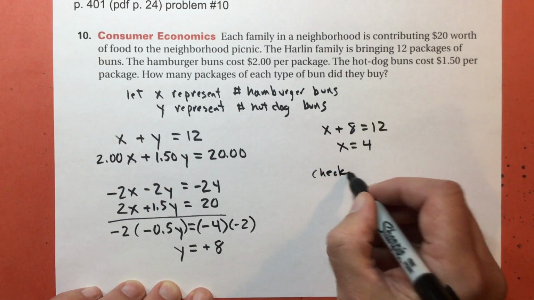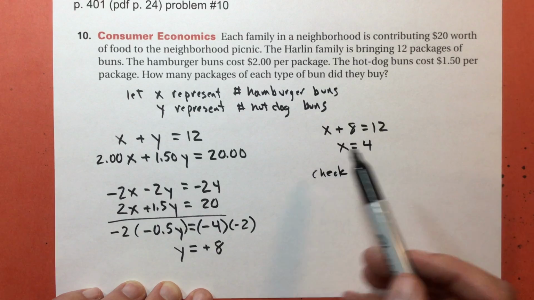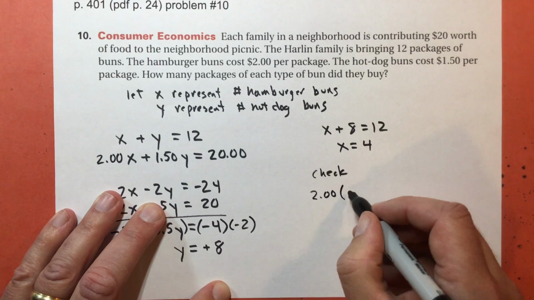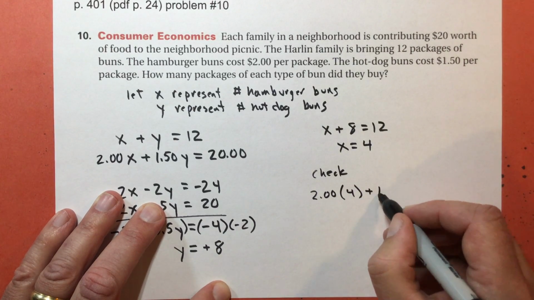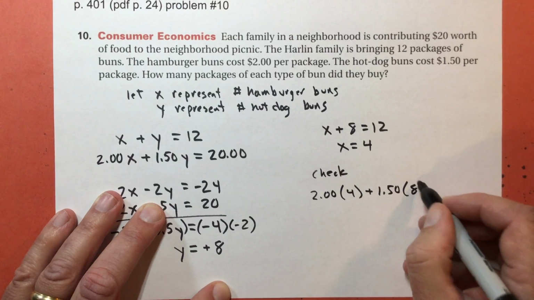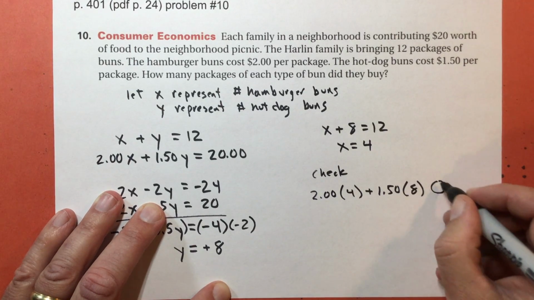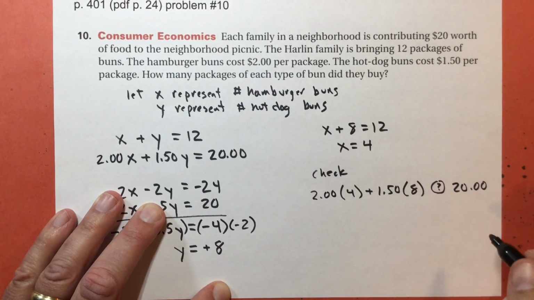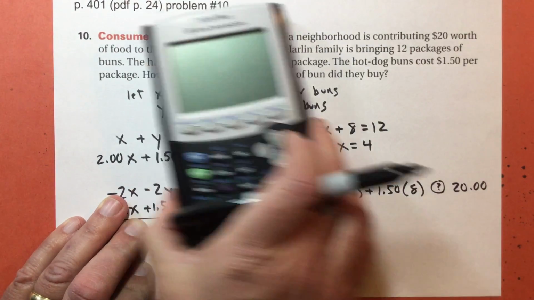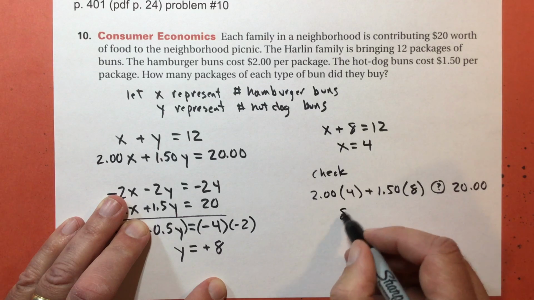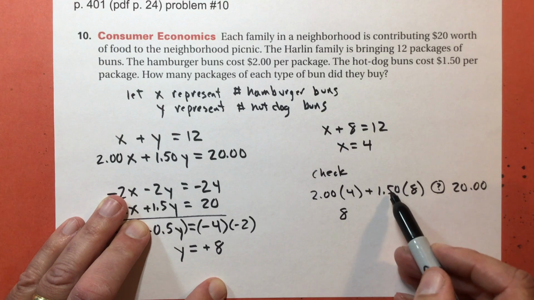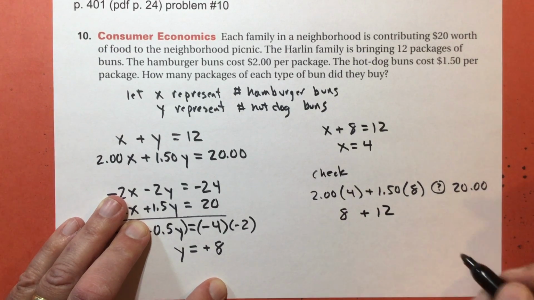Let's check to see if that makes sense. I know that 8 plus 4 equals 12. That takes care of the first equation, but let's do the other one. This is $2 times 4 plus $1.50 times 8. And I want to know, does that equal $20? You can use a calculator if you want. 2 times 4 is 8, and $1.50 times 8, that would be 8 times 1 and half of 8, so that's going to be 12. And 8 plus 12 does equal 20, so that does check.